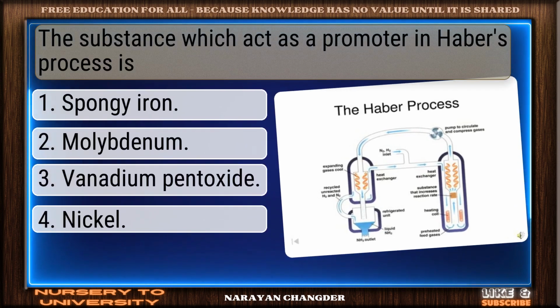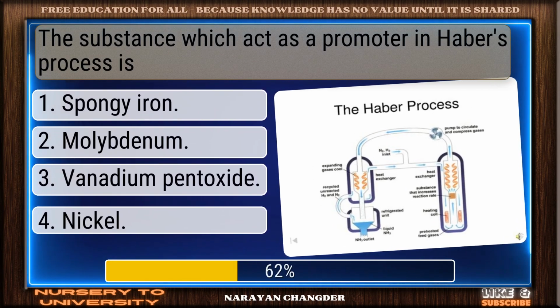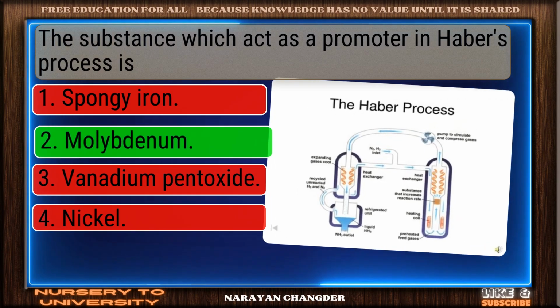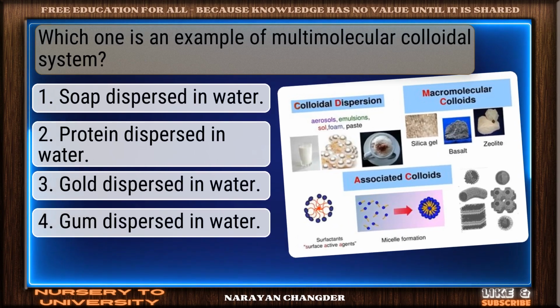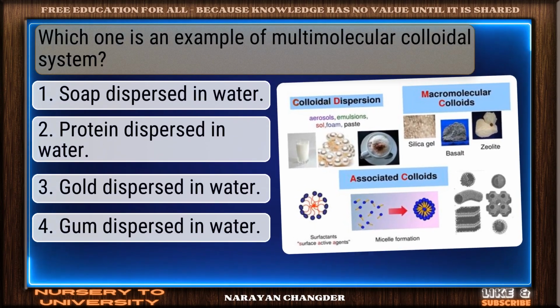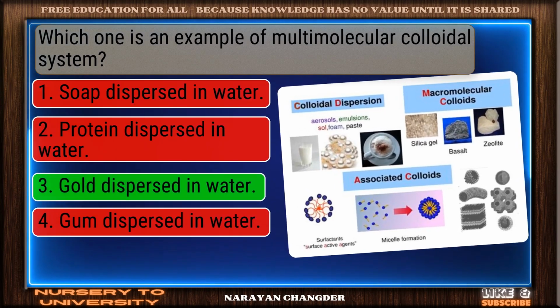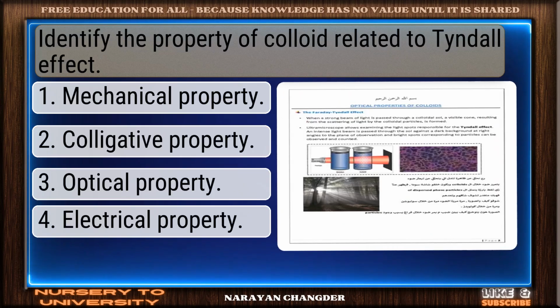The substance which acts as a promoter in Haber's process is... Nice selection. Molybdenum is the correct and valid answer. Which one is an example of multimolecular colloidal system? Exactly. Gold dispersed in water makes sense and it is the right choice.